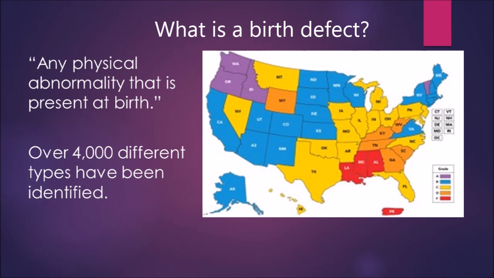3% of all babies will be born with a birth defect. 20% of all infant mortality is due to birth defects. So what is a birth defect? A birth defect is any physical abnormality that's present at birth. Over 4,000 different birth defects have been identified.